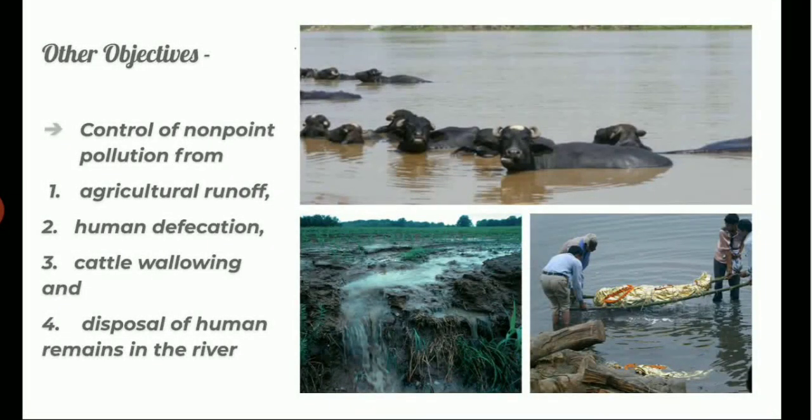Other objectives: control of the non-point pollution from agricultural runoff, human defecation, cattle wallowing, and disposal of human remains in the river. I've shown you even the photos, like how the half-burned bodies are being released from Varanasi. Over millions of bodies are being cremated into the Ganga River every year. This is also leading to soil erosion around certain banks of the Ganga River.